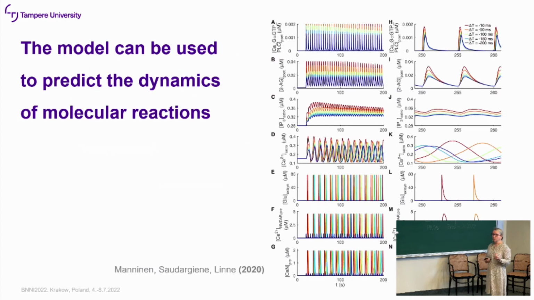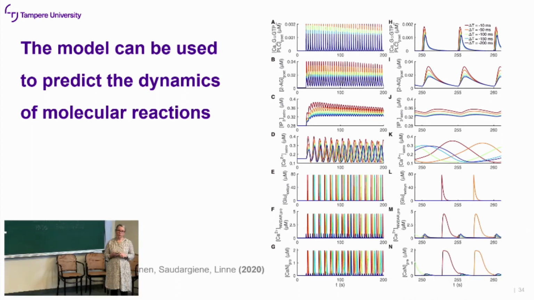What is the value of this kind of model is that we can now predict the dynamics of molecular reactions. We can, for example, follow the overall calcium during this STDP induction in the astrocyte. We can follow, for example, the calcineurin concentration in the presynaptic terminal, and so on. So this is the value of the model. We can follow simultaneously the dynamics of different molecular entities, which is not possible in the experiments.